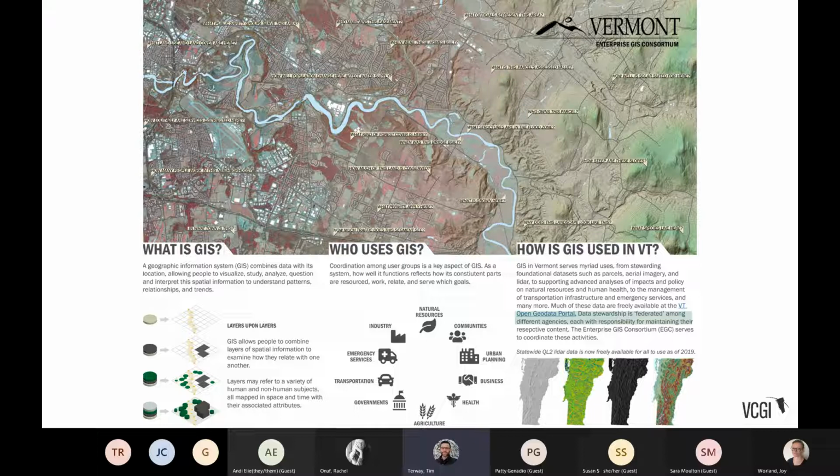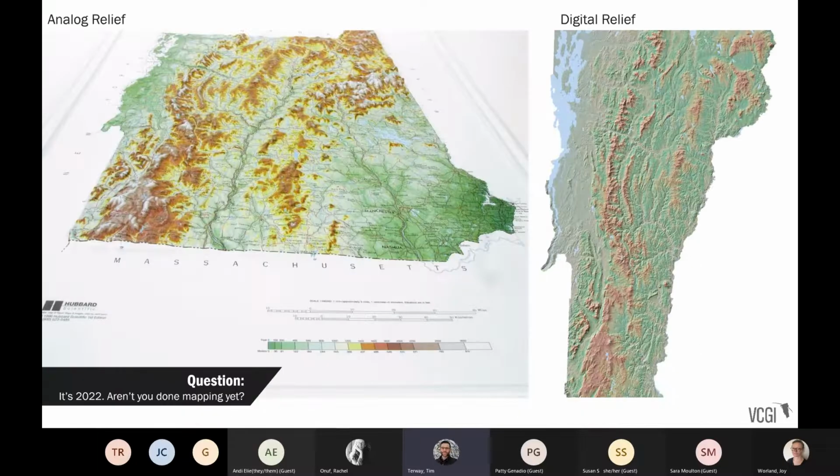The important point to note is that the data maintenance and production in Vermont is what we call a federated model among different agencies and providers, that each one of them is responsible for maintaining their own respective content. So even though I am an employee of VCGI and our role is sort of the umbrella party that oversees all of these groups, we are not the sole people providing all of the content that I'm going to share with you today. It's very much done in a Vermont way of being distributed in maintenance and responsibility.